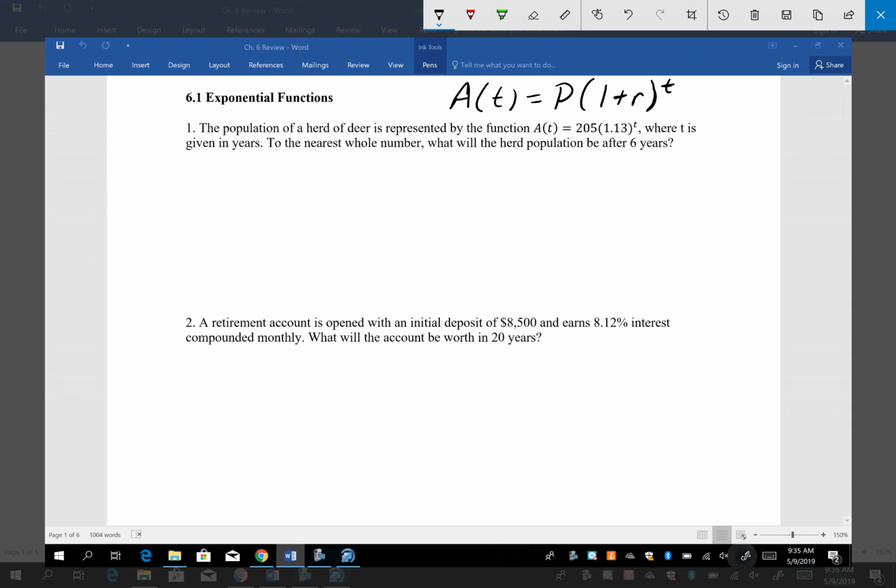Excellent. So, wait, what's P? P is the initial amount of whatever you're talking about. In this case, the initial number of deer is 205. So all they're asking you to do in this problem is to evaluate this function for 6 years from now. So I'm going to replace T with 6. Whatever that is will be your answer.